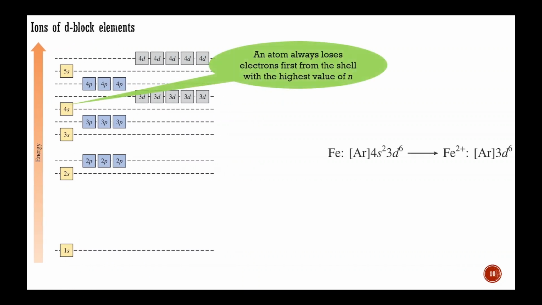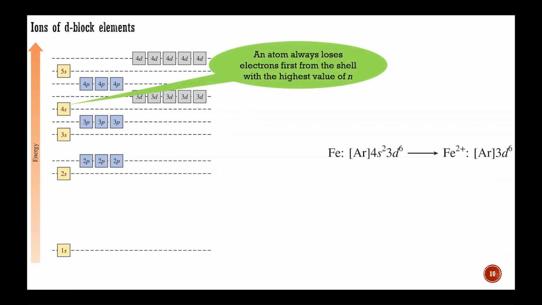So, following the pattern for writing electron configurations for main group ions, we might expect the 2 electrons lost in the formation of the iron(II) ion to come from the 3d subshell. However, it turns out that an atom always loses electrons first from the shell with the highest value of the principal quantum number. In the case of iron, that would be the 4s subshell.